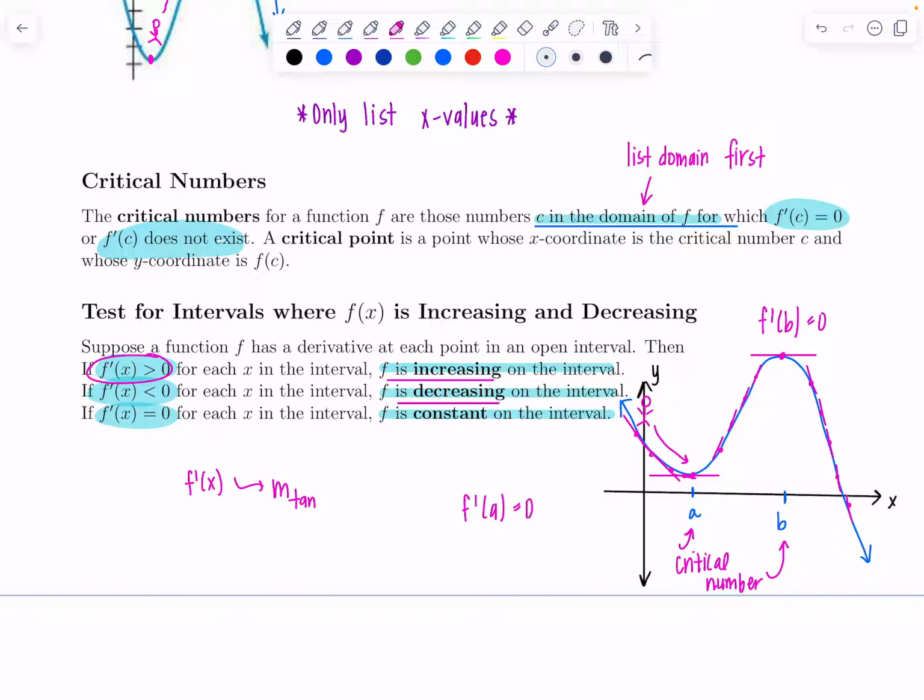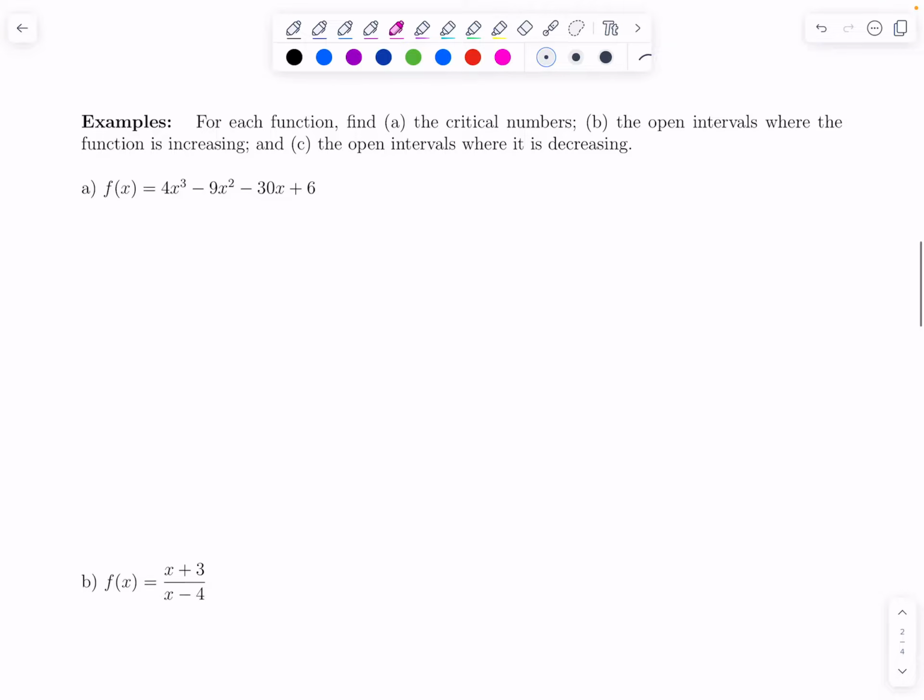All right, I know it's a lot of information. Let's just jump right into it, and then once you get the hang of it, it won't seem so daunting. Okay, examples. For each function, find part A, the critical numbers, and then B, the open intervals where the function is increasing, and then C, the open intervals where it is decreasing. So they're being specific that they want these intervals to be open, where it's increasing and decreasing. So make sure you put parentheses on all the intervals, no brackets, okay?